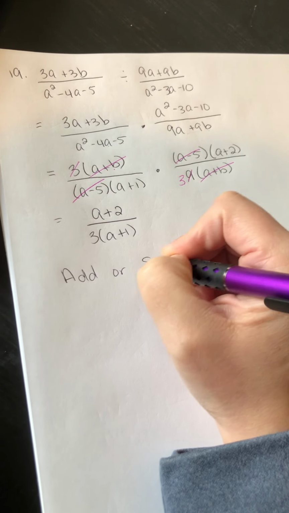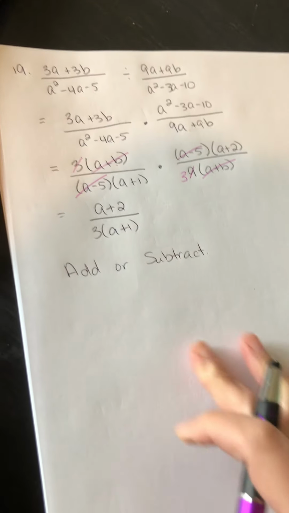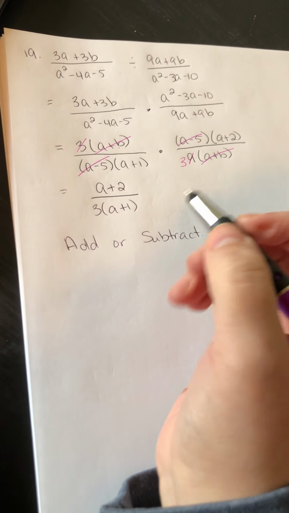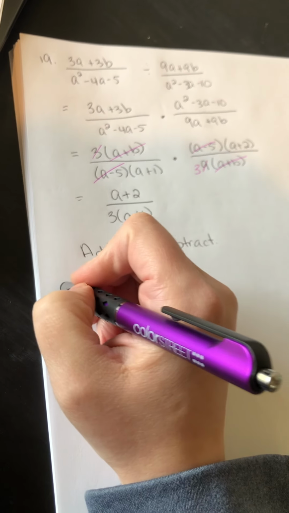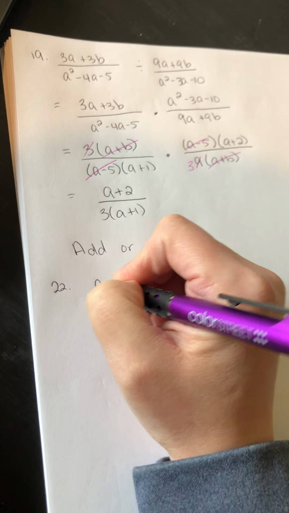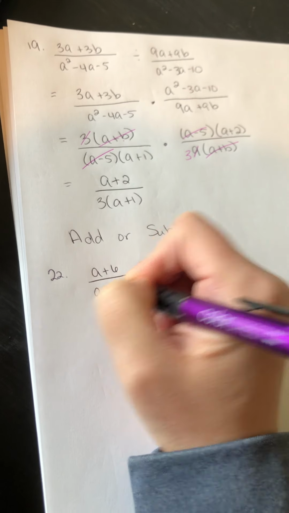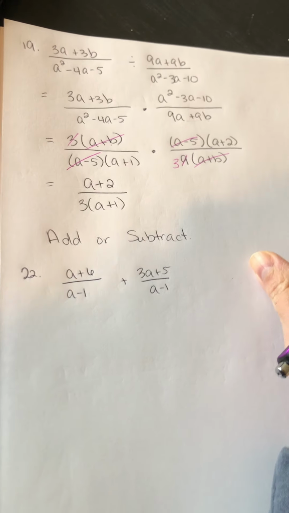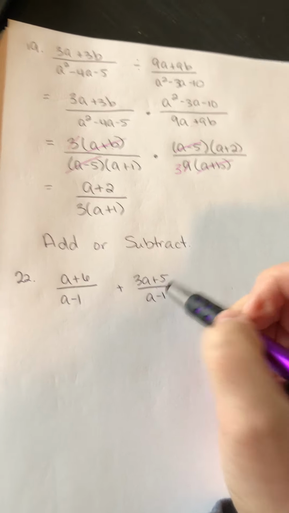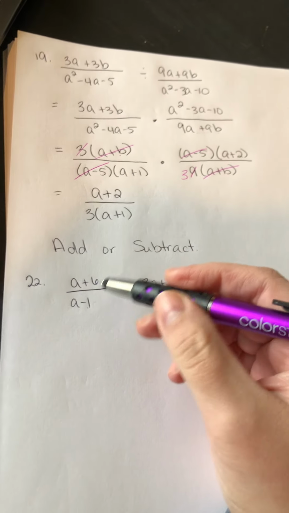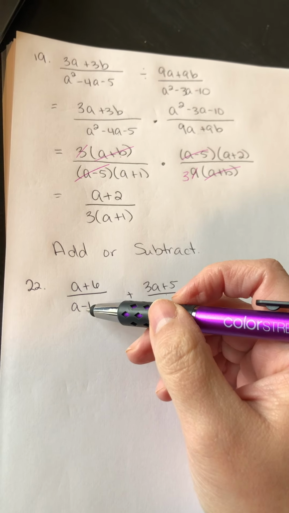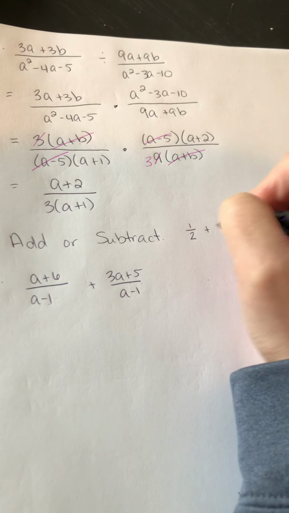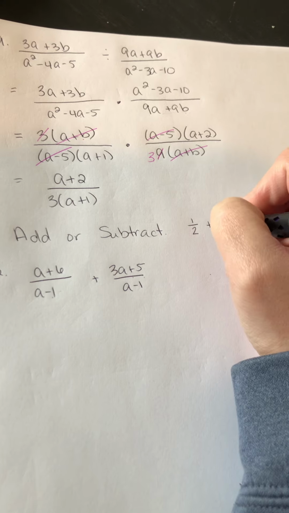So now we want to add or subtract. Just like with numbers, it's the same. Let me do number 22 here: a plus 6 over, you need a common denominator. Okay, so if it gives you the common denominator, that's good. So just like with numbers, if you have a common denominator, let me write one down here. Let's do 1/2 plus, I don't know, 3/2 is fine.